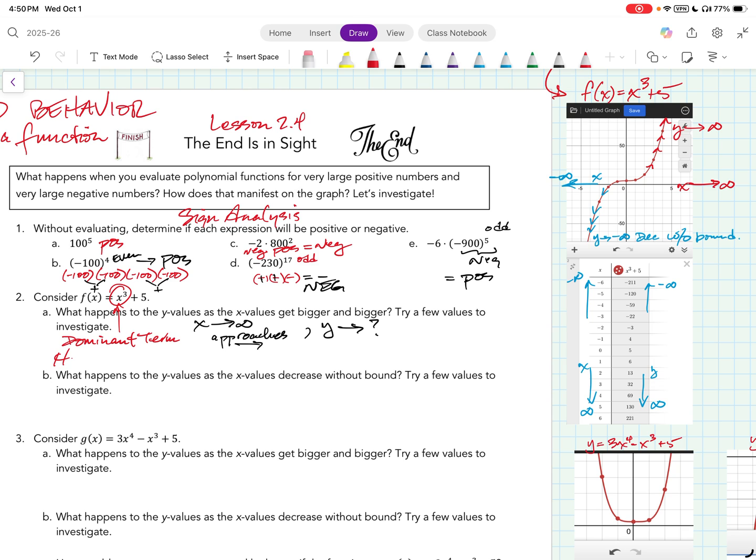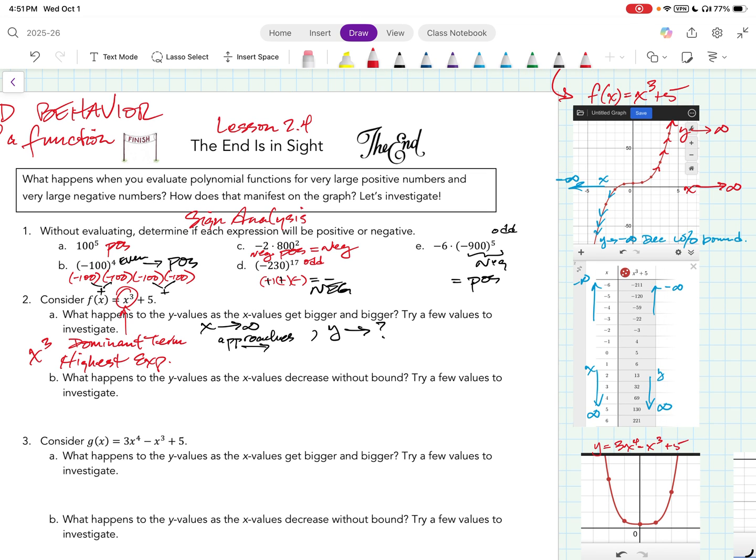So the dominant term is the term in the polynomial with the highest exponent, and it dominates the y values as x gets really large, positively and also negatively. So what we want to do is check the sign. Let's put a big number in there and cube it, and check the sign. So just your x cubed. Let's take 1,000, for example, like we did in number one. If we take 1,000 and cube it, do we get a positive or negative? A positive number to the third power is a positive number, and it happens to be very big.